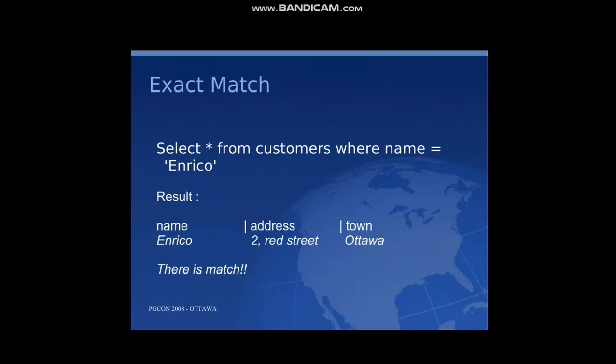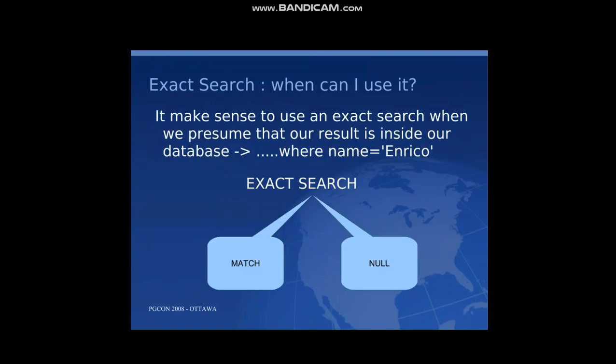Exact match. SELECT * FROM customers WHERE name = 'Enrico'. Result: name Enrico, address 2 Red Street, town Ottawa. There is a match. Exact search: when can I use it? It makes sense to use an exact search when we presume that our result is inside our database, where name is equal to Enrico: exact search, match or null.